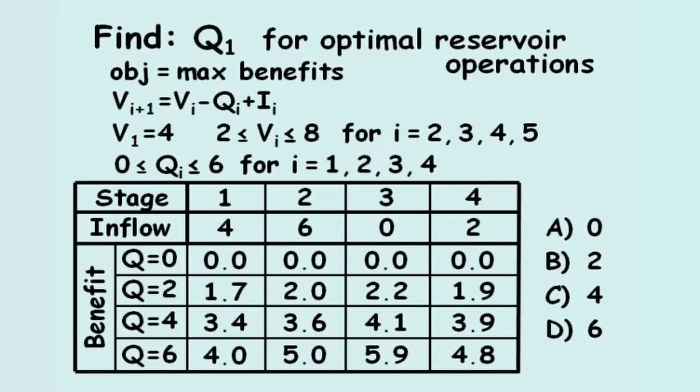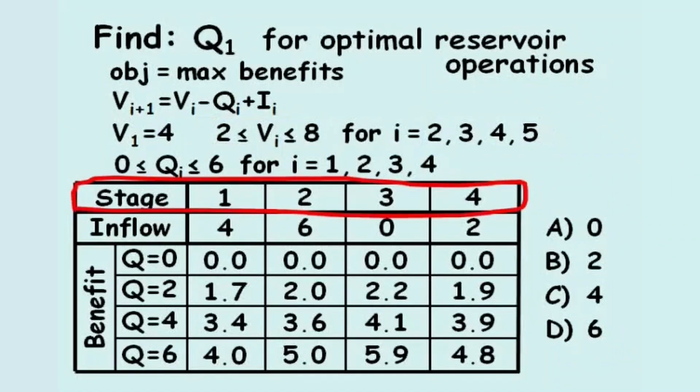Find the release for stage 1 for the optimal reservoir operations. In this problem, a reservoir begins at stage 1 with a volume of 4 units of water. At the beginning of stages 2 through 5, the volume in the reservoir must be between or equal to 2 and 8 units of water.